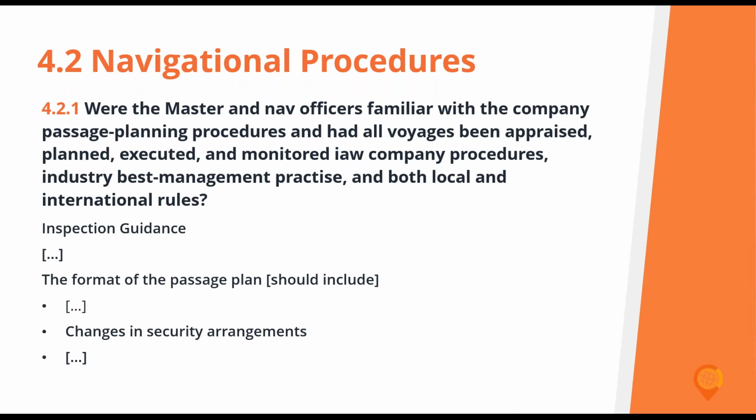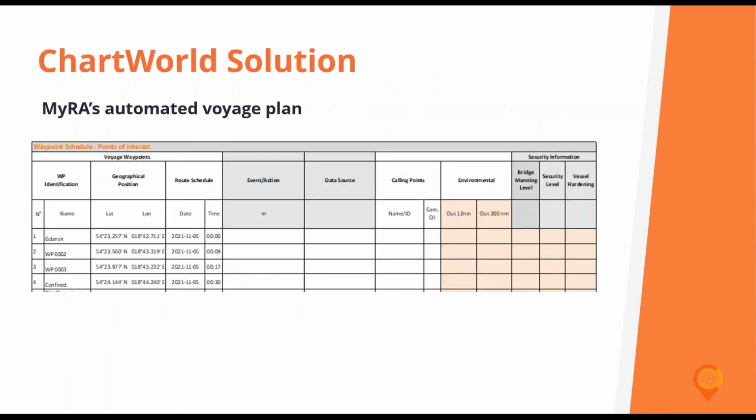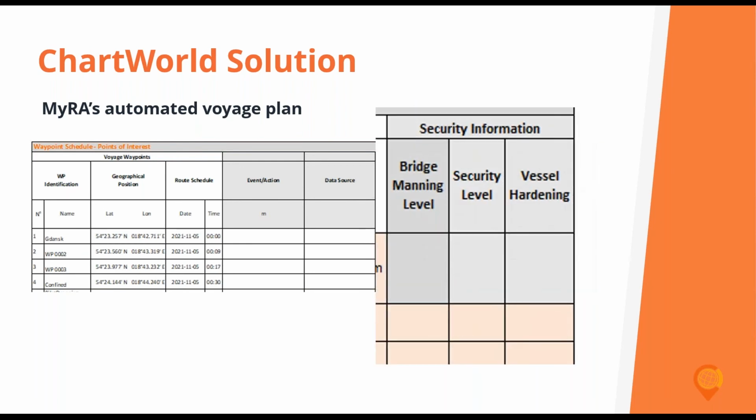It says the format of the passage plan should include changes in security arrangements. And again, the automated voyage plan is set up in a way that we're complying with that. We have the security information here, and for each single voyage leg, you may then enter the appropriate measures you take. My recommendation is always, if you have MARSEC level 1, I don't think there is a need to enter something because nothing has to be considered from a security point of view.